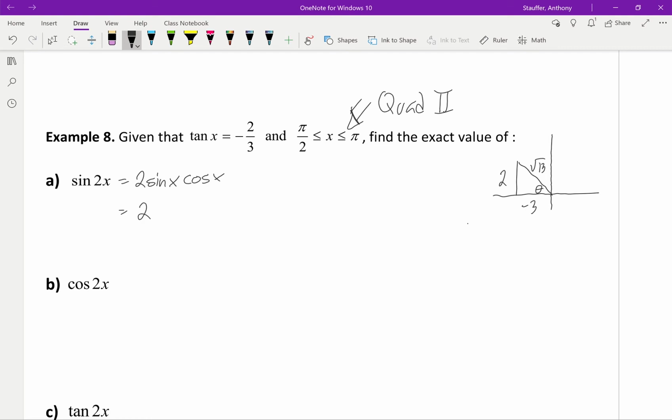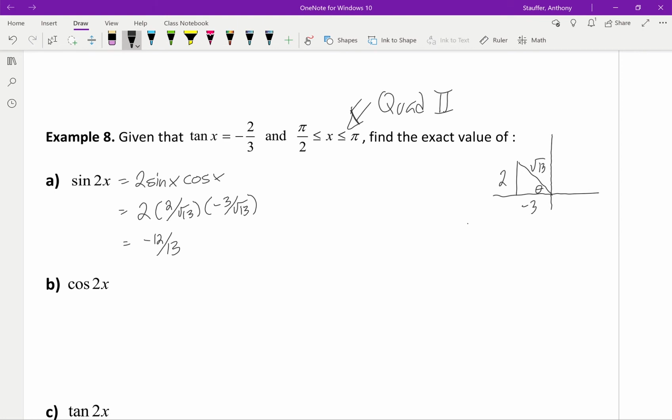Now, if tan x is negative 2 over 3, that means that my sine x is going to be opposite over hypotenuse, which is going to be 2 over root 13, and my cos x will be adjacent over hypotenuse, which will be negative 3 over root 13. Which will end up giving me, once I punch all of this through, negative 12 all over root 13.